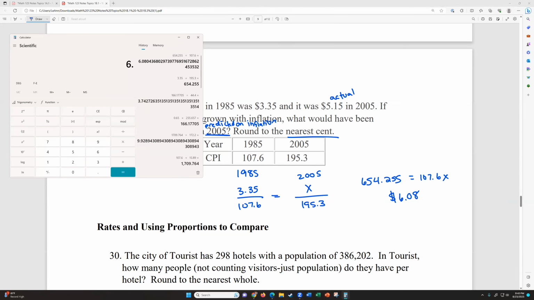Okay, so that's $6.08 minus 5.15. That means in that specific moment in time, people were being shorted 93 cents from their pay per hour based on how much change there was in inflation on the goods and services that they needed to purchase, like groceries and oil changes and all kinds of stuff like that.